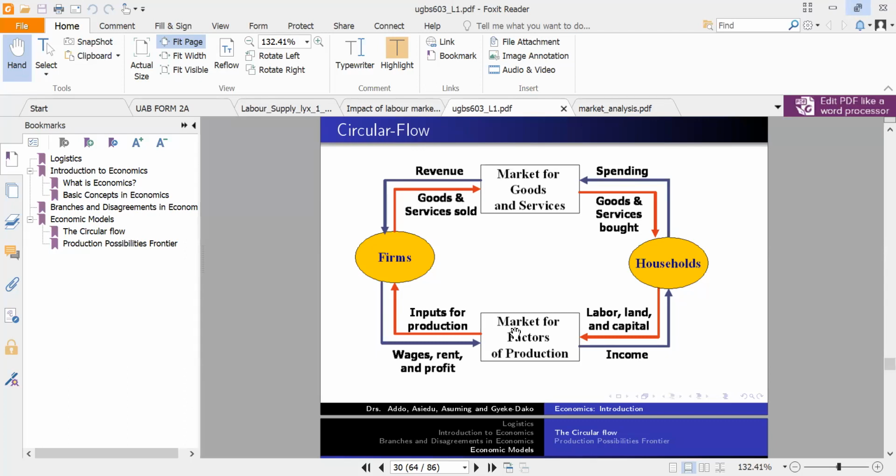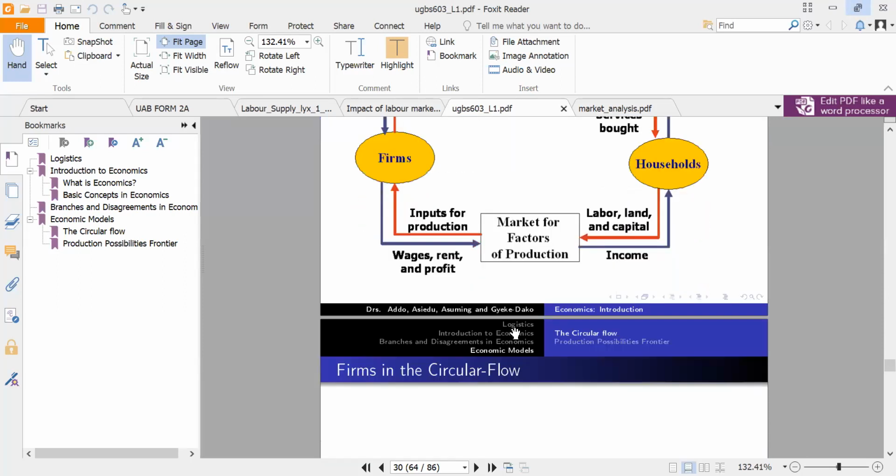It's not just firms that are producing. We also have to give our time and energy for the production as workers, and we are paid salary. When we are paid salaries, we also spend on sometimes even the same good that we are producing. So this is the circular flow model.